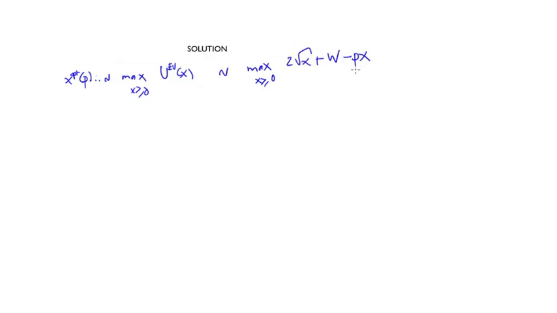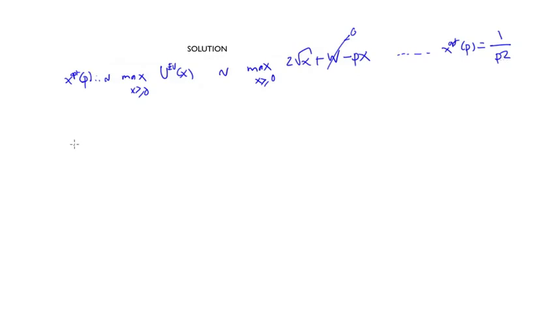Now, this is a problem that we have encountered many times and you know how to solve, so I'm just going to skip the details, and we get that x optimal as a function of p is equal to 1 divided by p squared.